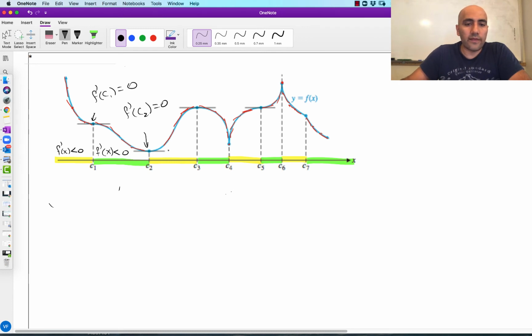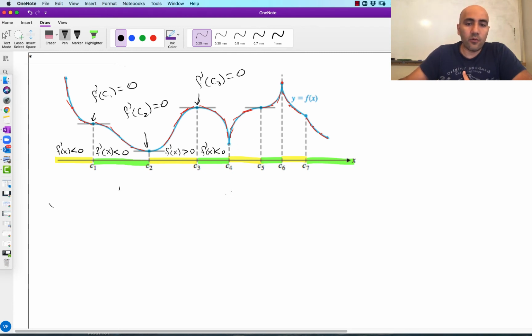On this interval, then, the derivative f prime of x is going to be positive, greater than 0. Then here, again, at this point, we have that f prime of c sub 3 is equal to 0. We have a horizontal line. On this interval, from c sub 3 to c sub 4, f prime of x is going to be negative. So the underlying function is decreasing.